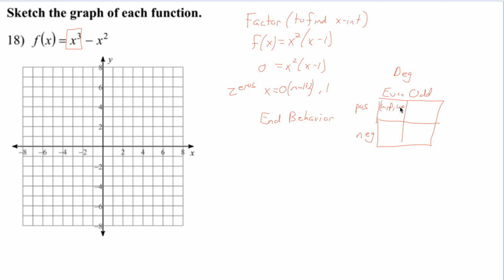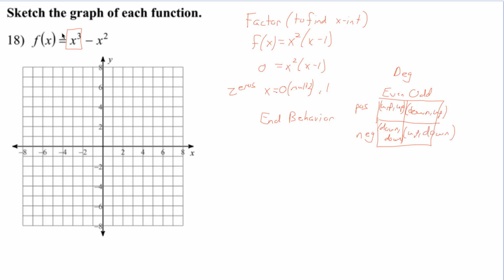I'm not going to be able to fit all this stuff in here. If it's even and negative, they both go down. So the left is down and the right is down. When I put this little ordered pair here, it just means the direction on the left and the direction on the right. If it's odd and positive, the left is down and the right is up. And then if it's odd and negative, it's the opposite of that. So the left is up and the right is down.